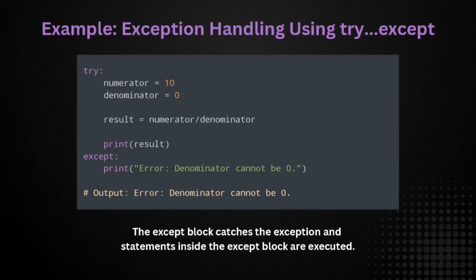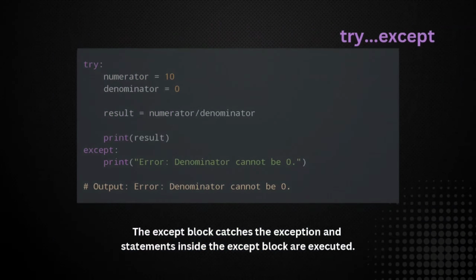Now when I try to run this code, you can see that since my denominator is 0, the try block will raise an exception. Therefore, the block inside except will be executed. Therefore, the output will be the print statement: error, denominator cannot be 0.